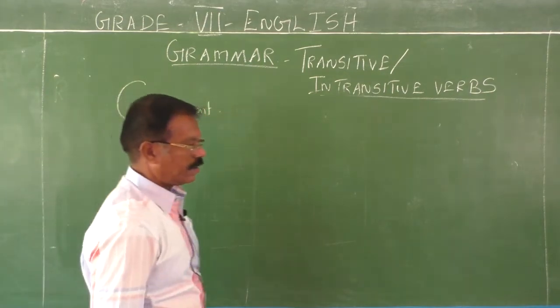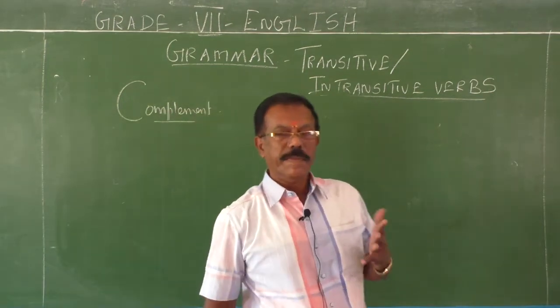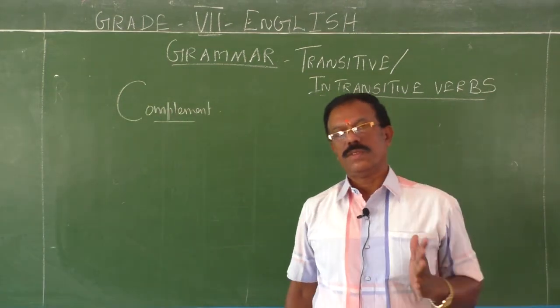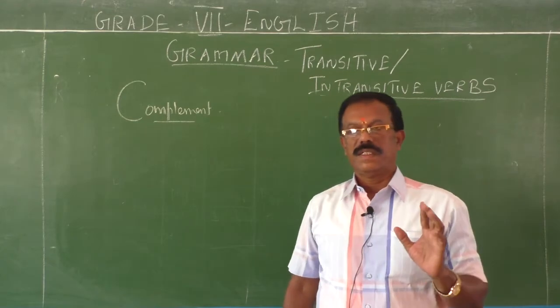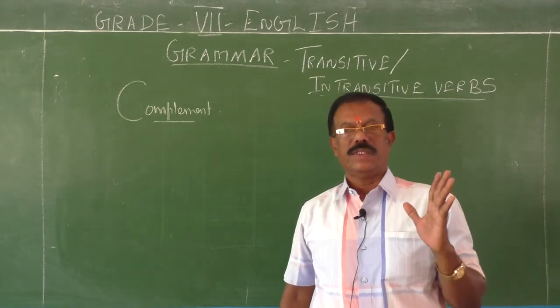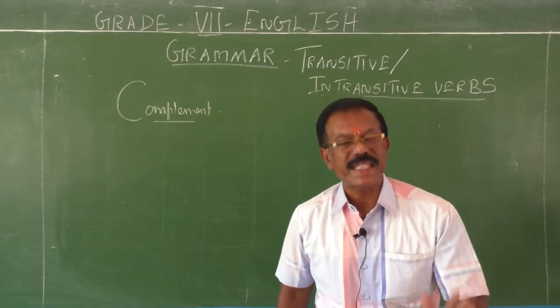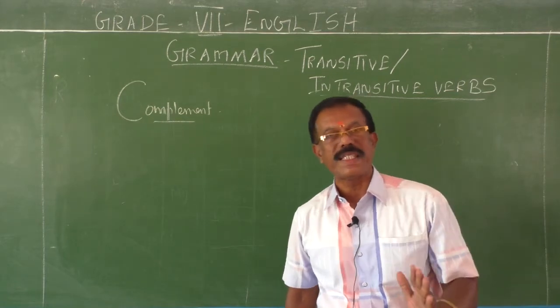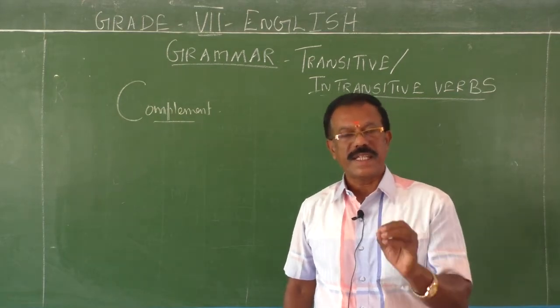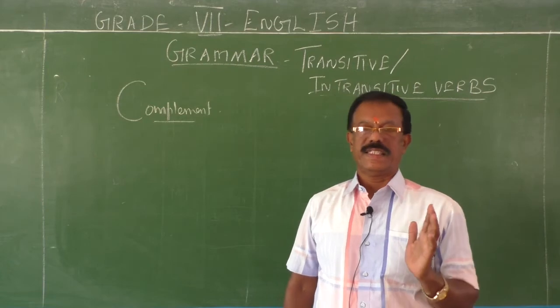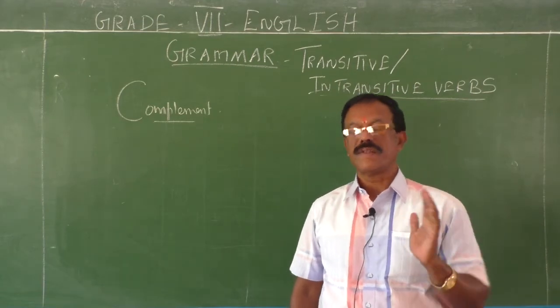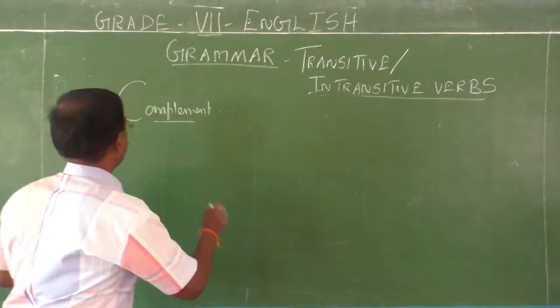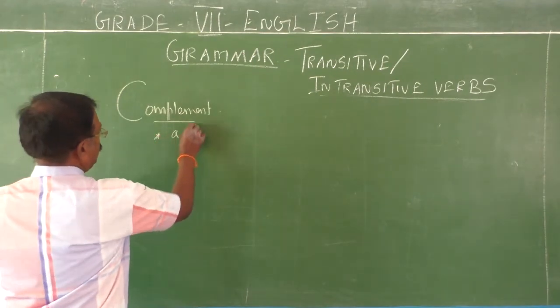Complement is a word, maybe a noun or an adjective. It comes to complete the sense. So it is an essential part of a sentence. Complement is an essential part of a sentence. See, it's a word.